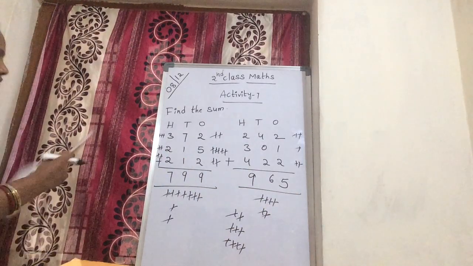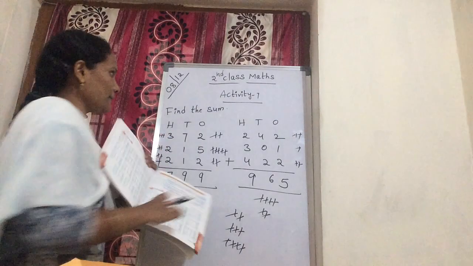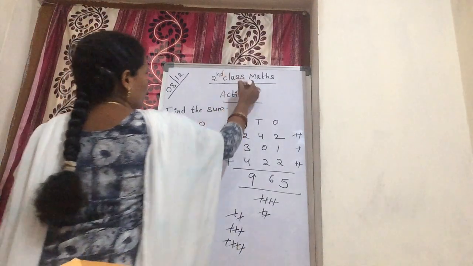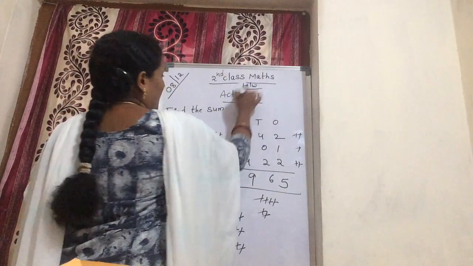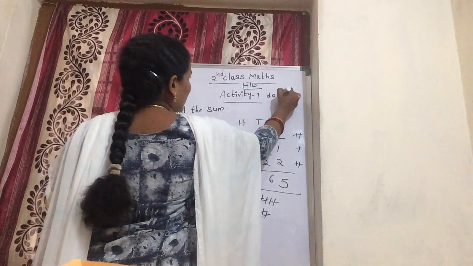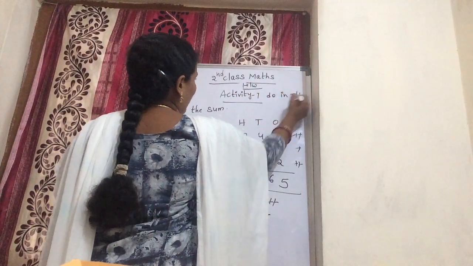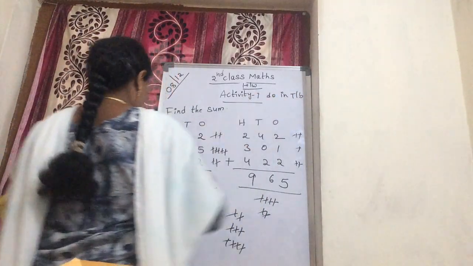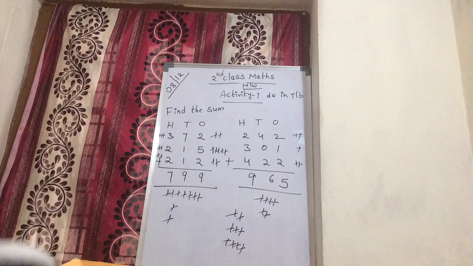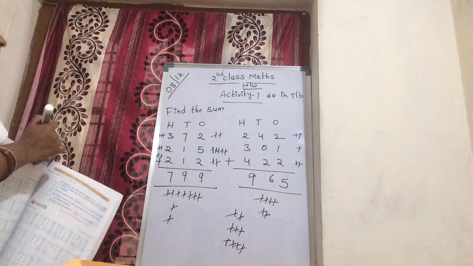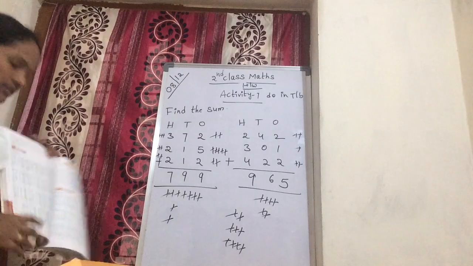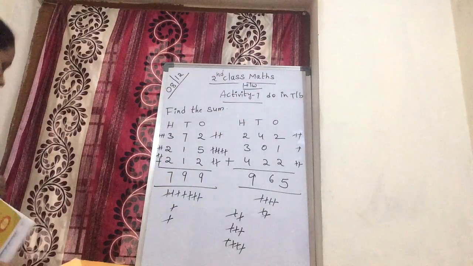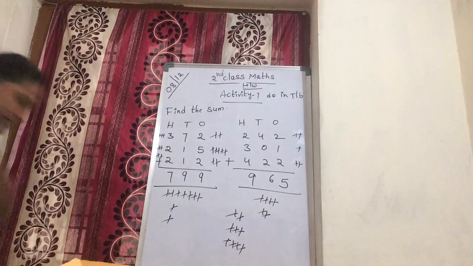So now, today your homework is activity 7. Do it in your textbook. No need for a page number. Okay. Please copy this. And what is today's homework, Amma? Activity 7. Do it in your textbook. Here, look at this textbook, Amma. This activity 7 is there. Now do it in your textbook and post it. Please copy that.